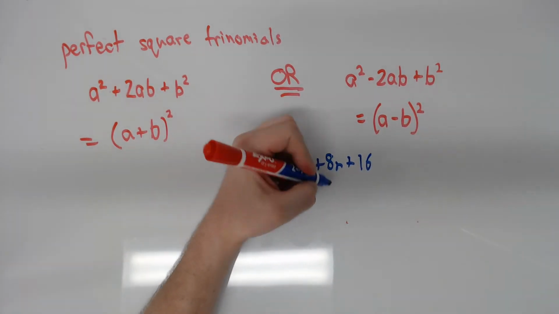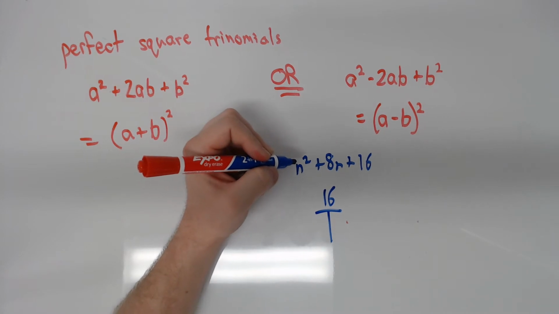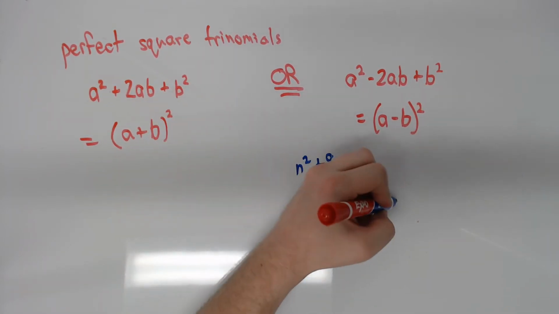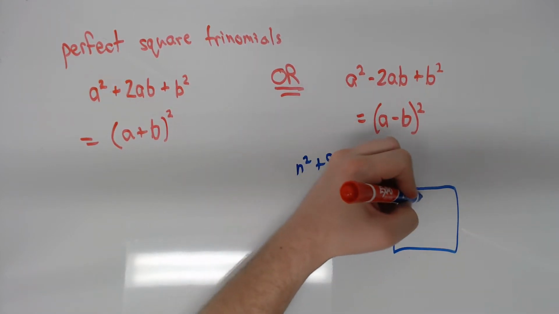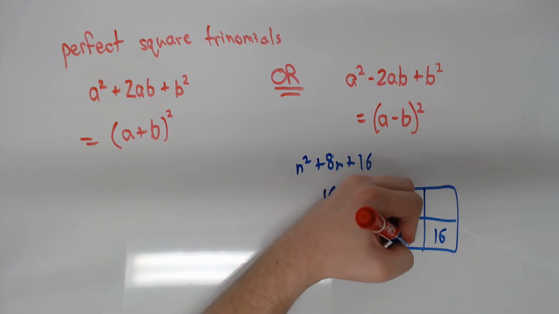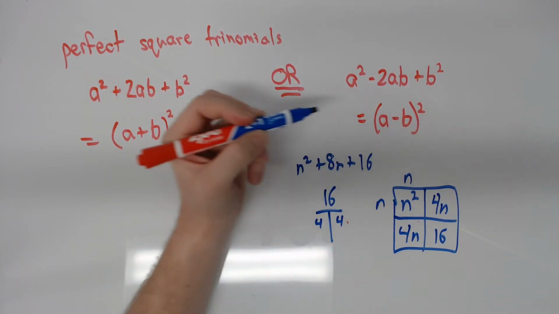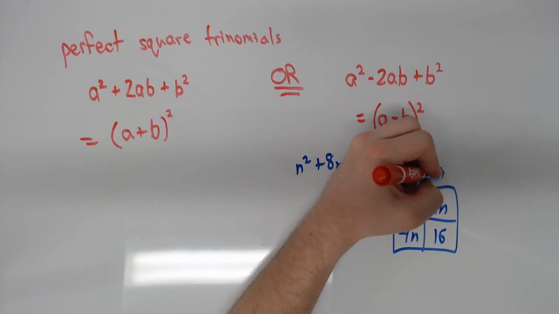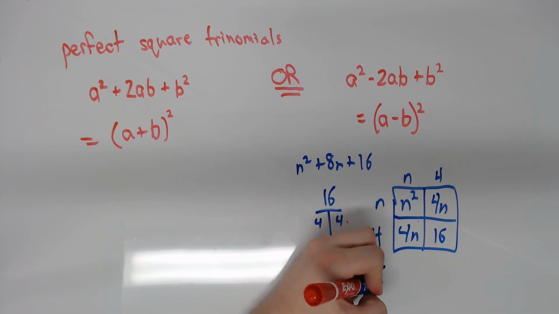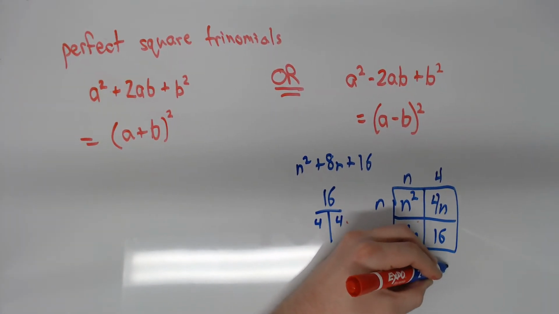Okay, if I factor this normally, I look for factors of 16 that add to 8. All right, I would come across 4 and 4. So I'd fill out my box. I'd have n squared, 16, and 4n, 4n. The n squared is easy. They both just have to be n. N times 4 is 4n. N times 4 again is 4n. 4 times 4 is 16. So I get n plus 4 times n plus 4.